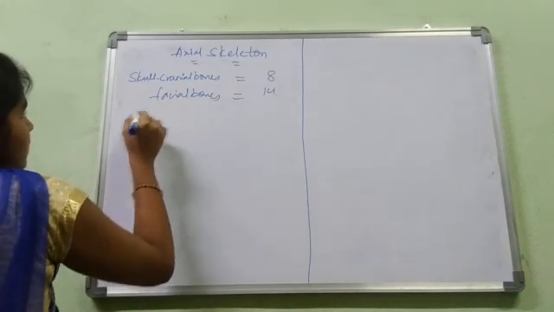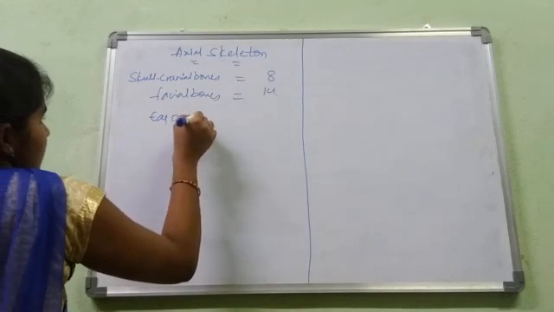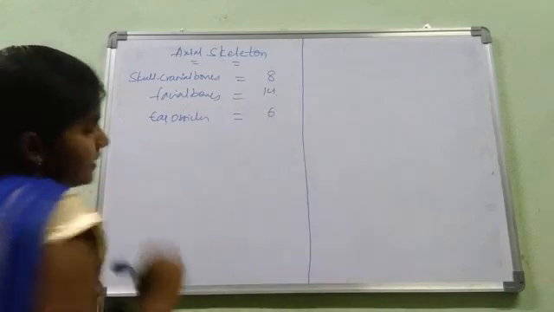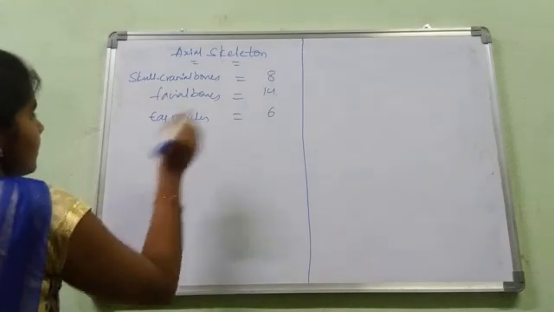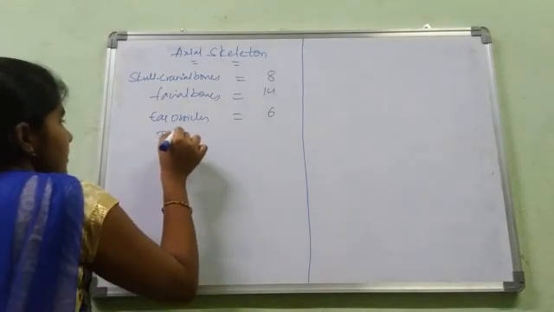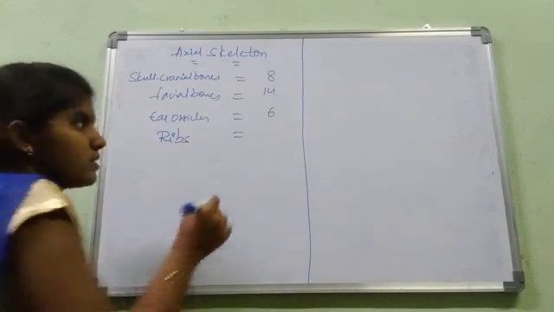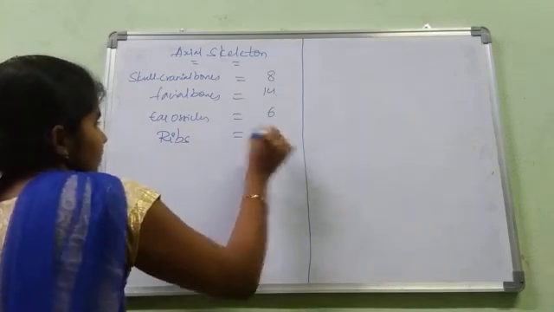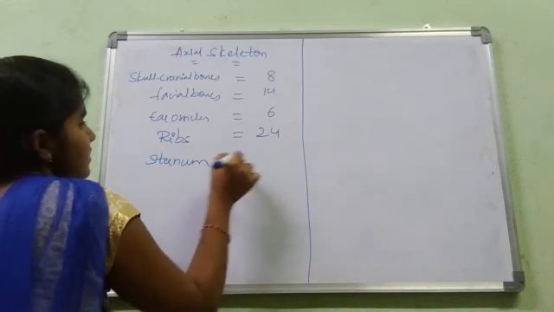Then ear ossicles 6, as we have 3 in each ear, 3 into 2 is 6. Then ribs, we have 12 ribs and they are in pairs, so 12 twos are 24. Sternum, one single bone.